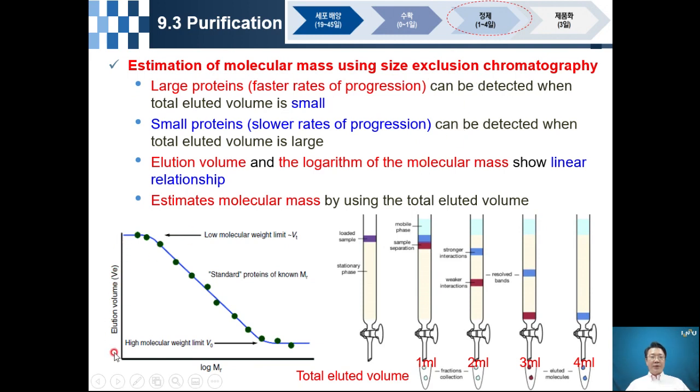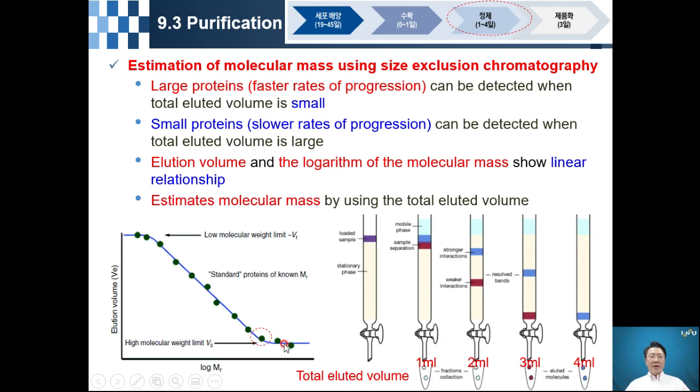So this is the graph: the y-axis represents elution volume, and the x-axis represents the logarithm of the molecular mass of proteins. Usually large proteins exhibit a fast rate of progression, so large proteins can be detected when the total eluted volume is very small. When the total eluted volume is very small, we can easily detect large proteins.